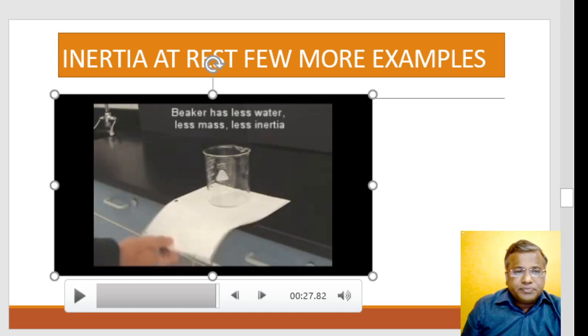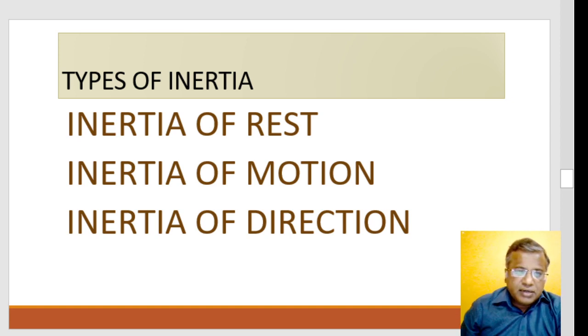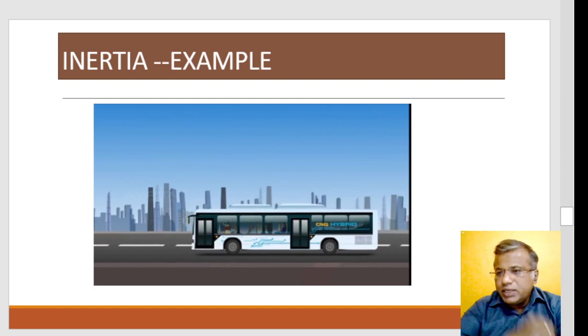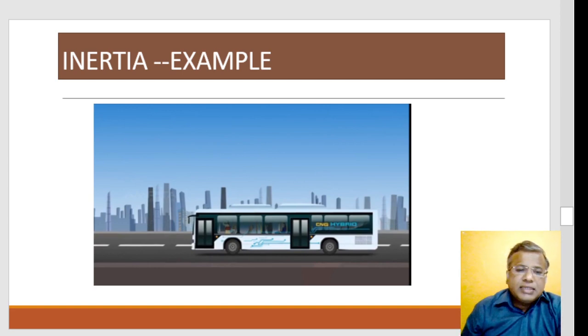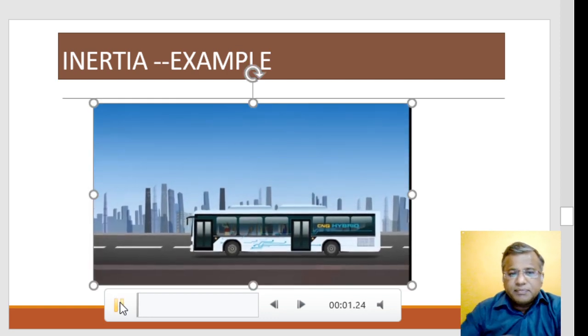So as I told you, there are three types of inertia which we will discuss. The first one, which we discussed from these examples, is the inertia of which one? Rest. That object tends to be in a state of which one? Rest, right? Now let us take another example, where a person is going in a bus, and say he's just hanging over the bus, as you can see.